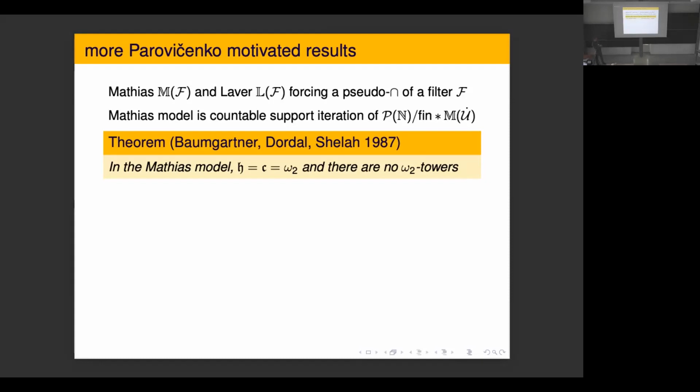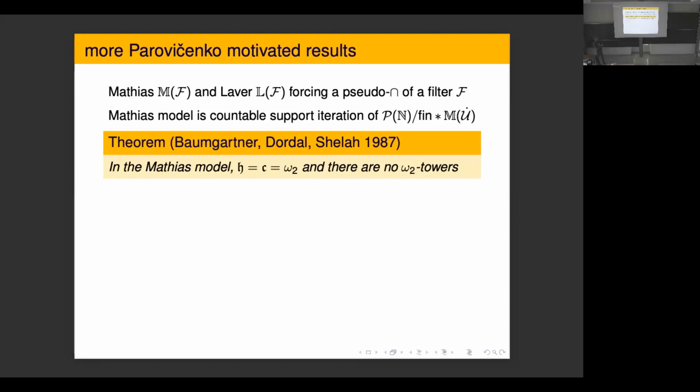I'm attributing this to three authors, but it's originally just Baumgartner and his student Dordal. Now, they didn't really show it in the Mathias model because they didn't have Shelah's proper forcing iteration technology at the time. They used a modified support Mathias model, and they proved that the distributivity number for P omega mod fin was omega 2 in that model, and that there are no omega 2 towers. And then, of course, with Shelah's preservation results, you can just go to the full Mathias model. And so that shows you a big difference, right?